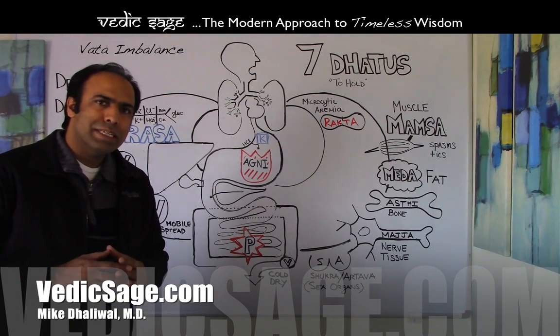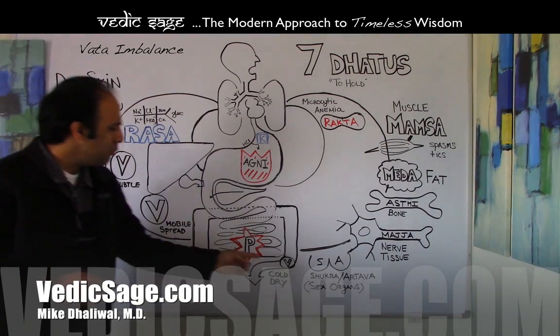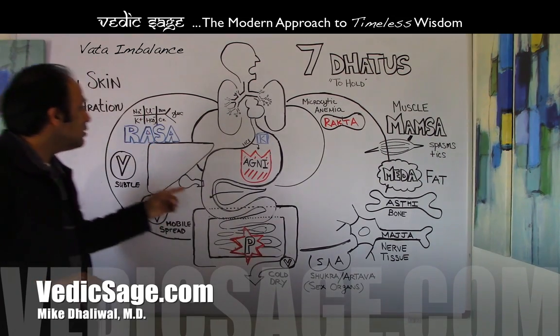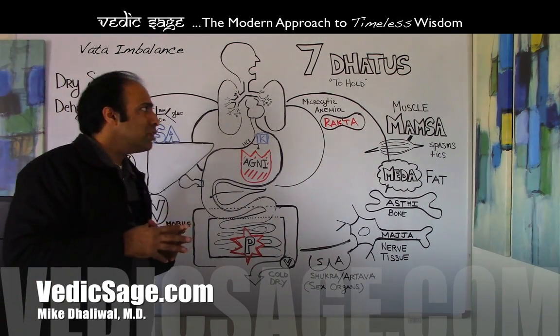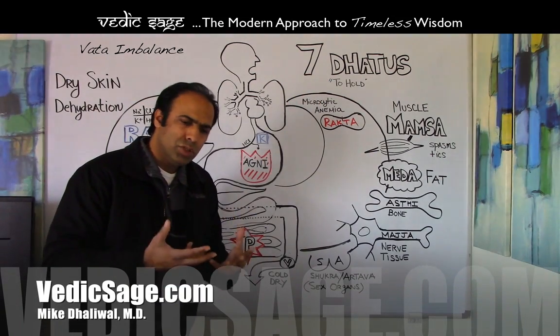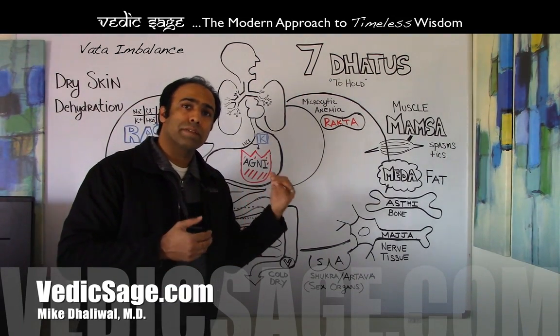I'm Dr. Dhaliwal, and today we're going to be talking about what happens when the dosha, being Vata, Pitta, or Kapha, enter into the Dhatu system. So in a previous video, we talked about Dhatus, the 7 main Dhatus. Dhatus are the tissue that hold or make up the organs of the body.